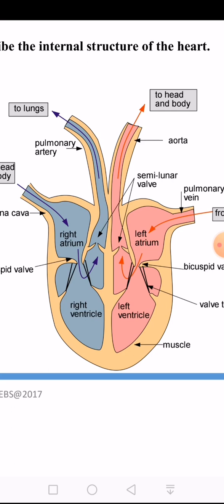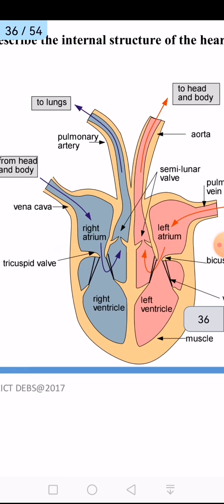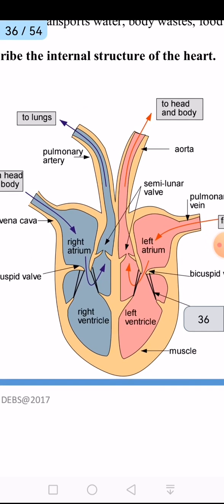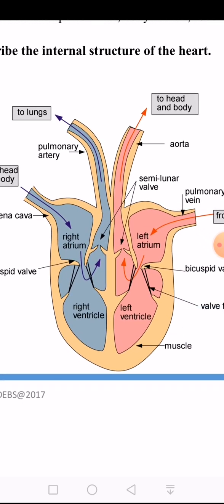Now, this heart we are talking about contains four major chambers: the right atrium, the right ventricle, the left atrium, and the left ventricle. As you can see, the four chambers.